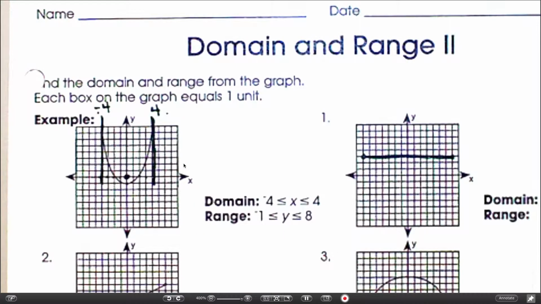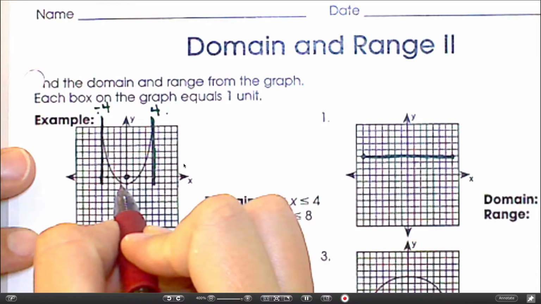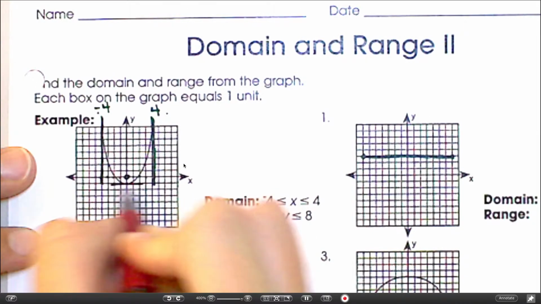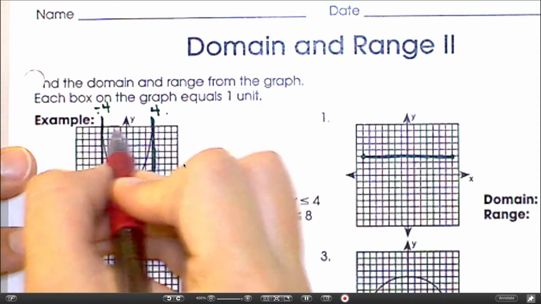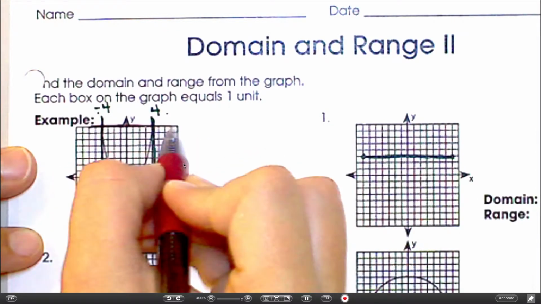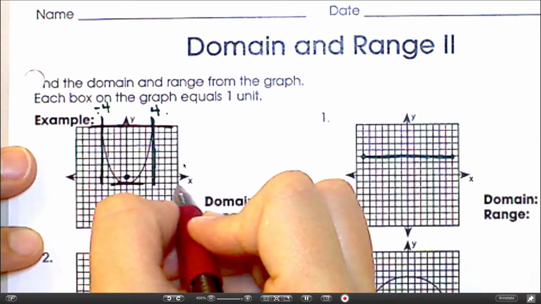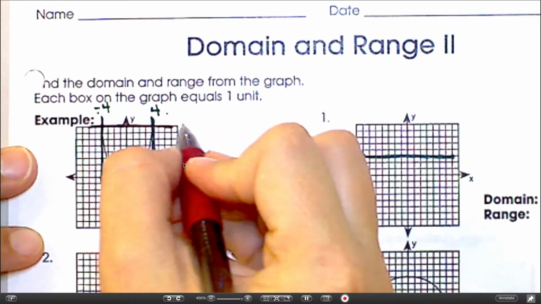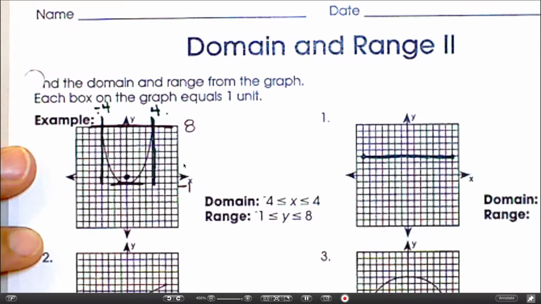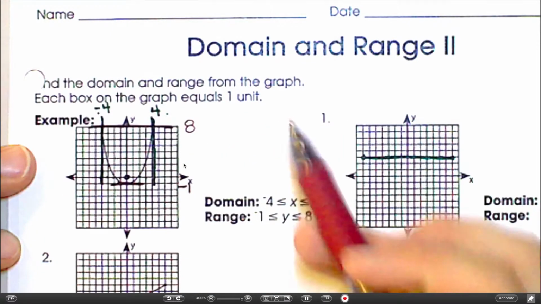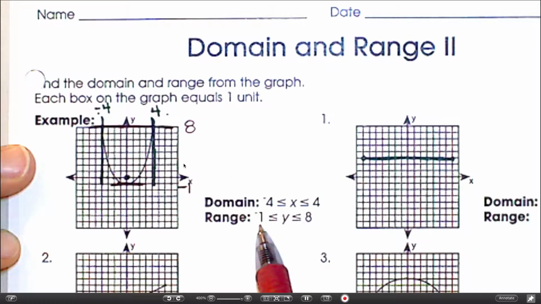What do you think you look at then for range? The y, going up and down. Yeah. So you want to find where's your lowest point and where's your highest point. My lowest point on this one is right here, and my highest point is up here at the very top. I believe this would be -1, and then this would be 8. Okay. And so again, you're going to start with your smaller number, with your bigger number on the other end.